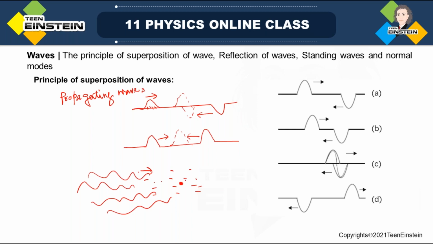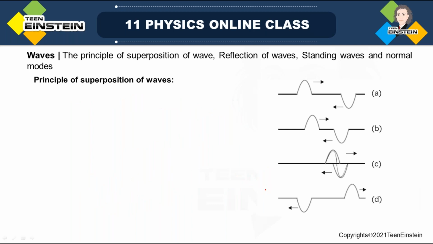Each of them will produce some displacement to this particle of the medium, right? Each of them will produce some displacement. But what is the resultant displacement due to all the waves? This is actually obtained from the principle of superposition. So let us now learn the statement. What is the principle of superposition of waves?